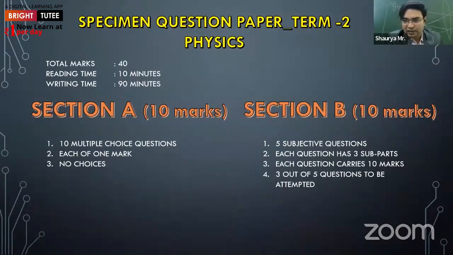Now, as a student, I've been given an option to do any 3 out of these 5 questions. I'll repeat this. There are 5 questions, each of 10 marks. We have to do any 3 out of them. So there are no internal choices in questions. However, we have an overall choice. Out of 5 questions, that is potentially 5 into 3, 15 questions, we need to do 3 into 3, 9 questions.